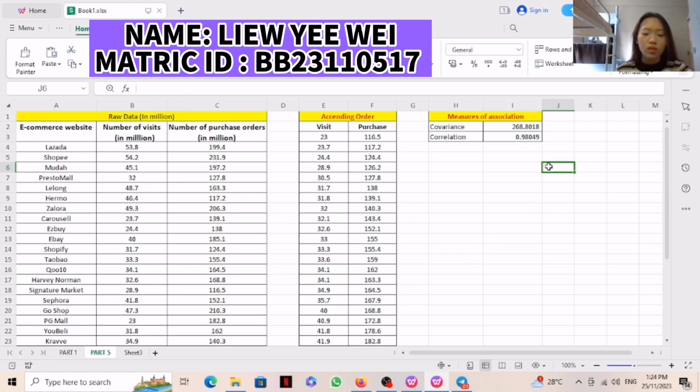A correlation of 0.98049 suggests a strong positive relationship. As the number of visits increases, the number of purchase orders is likely to increase. That's all from me. Thank you.